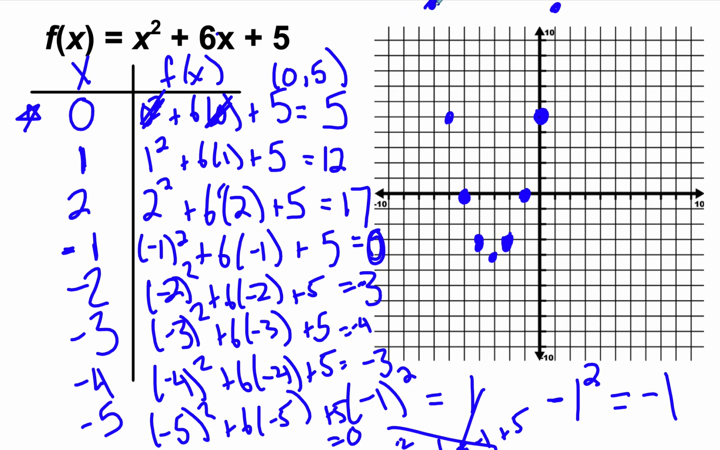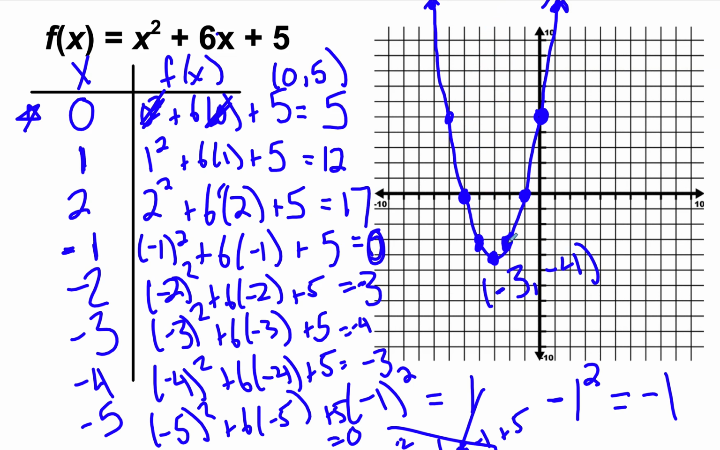Okay, so here's our parabola. Here it is. Now it's not as good of a U shape as I could have done on paper, but let's take a look. We have our vertex, our lowest point. It is at negative 3, negative 4.